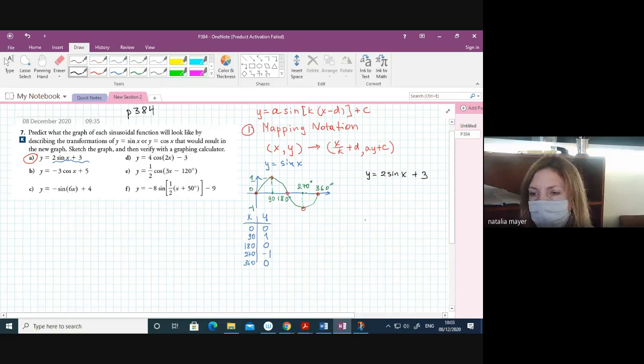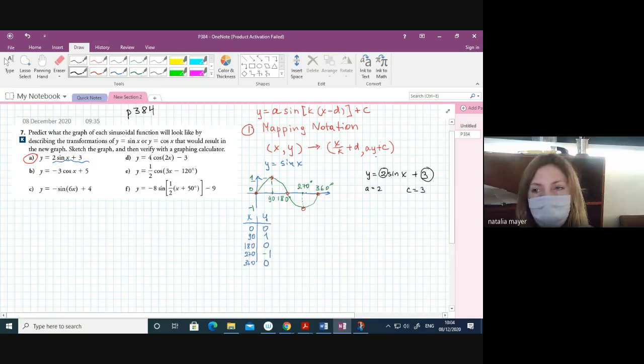I would like online people to participate. Tell me, based on this equation, what are the parameters of transformation that you can identify here? Anyone online, please? What is this value? Which letter is it? A. So A equals positive 2. What about this one? C. So C is 3.